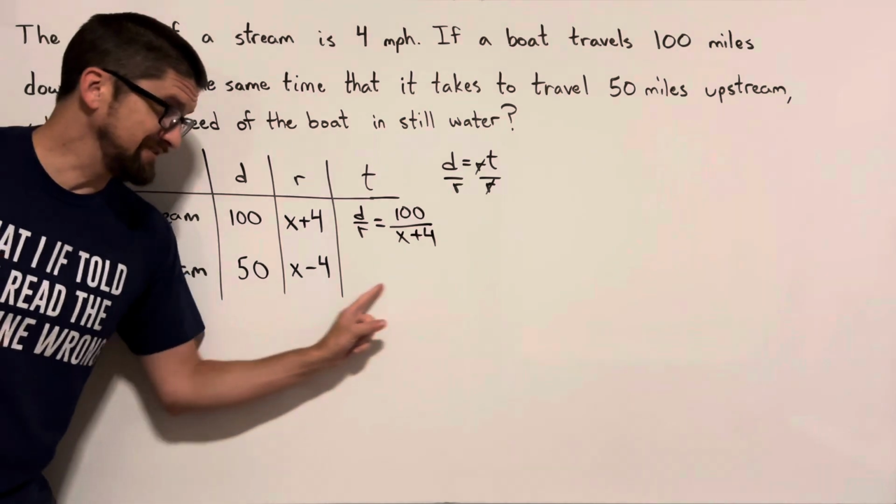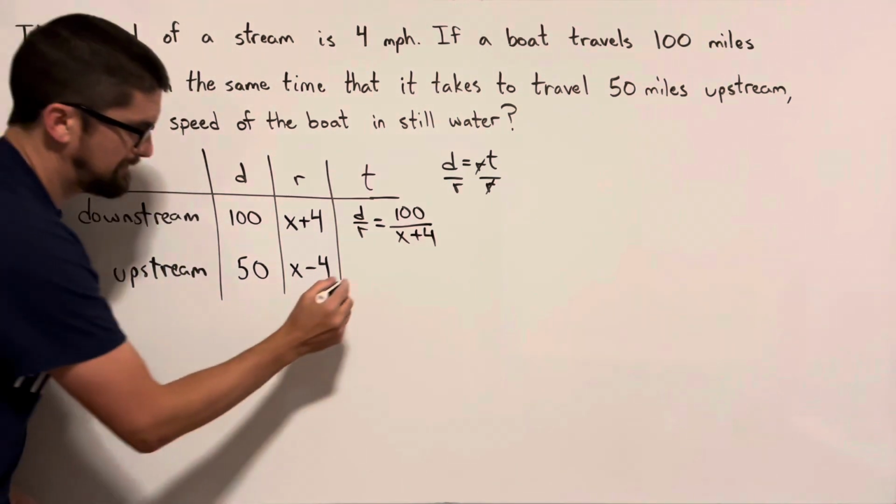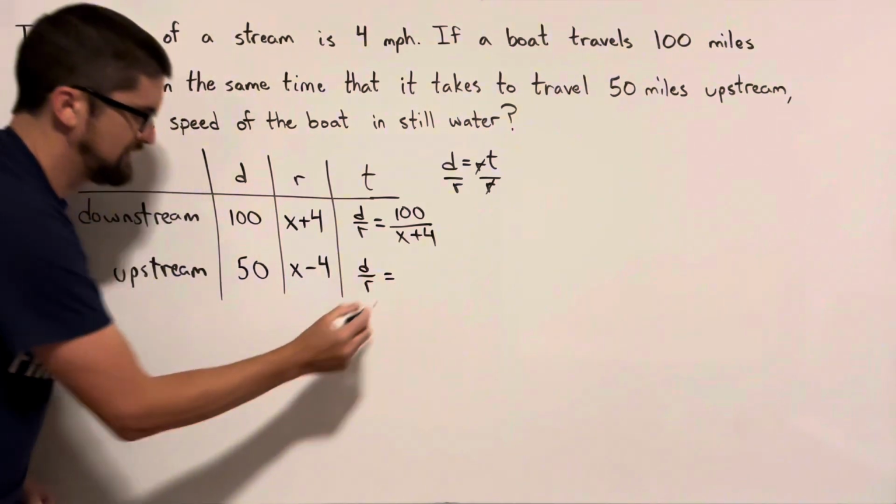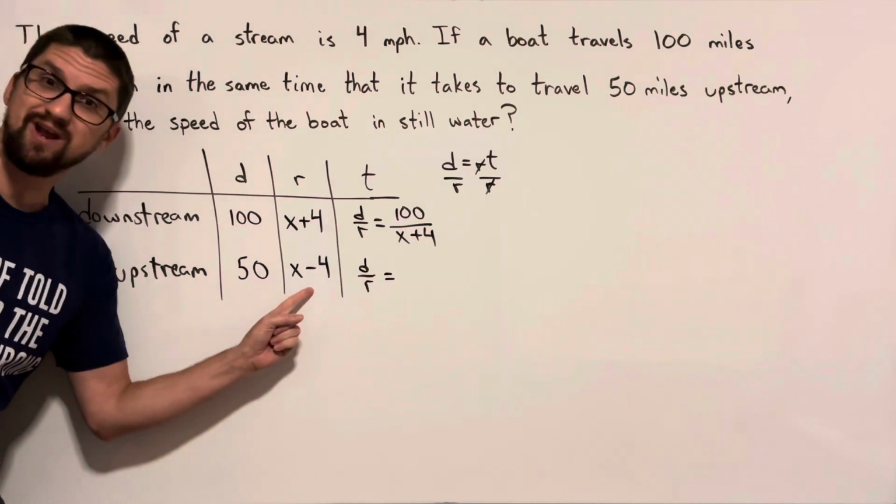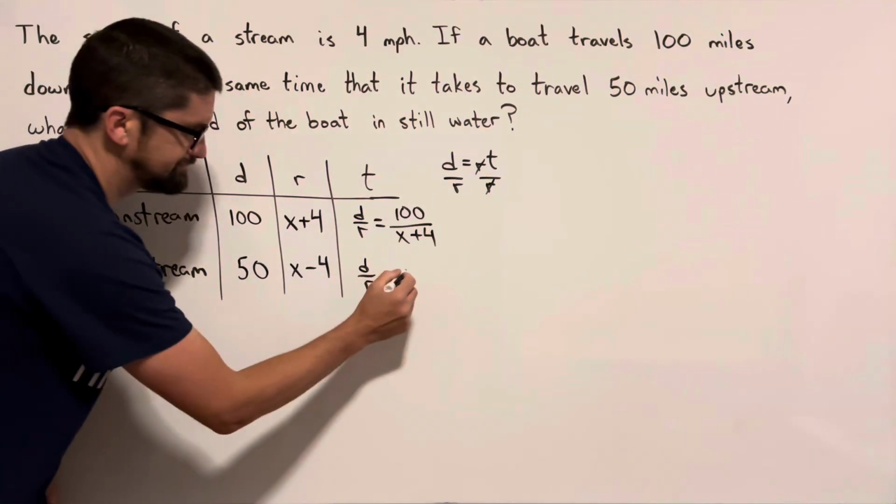I'm going to do the same thing for the time upstream. I'm going to use distance over rate. Its distance is 50 and the rate is X minus 4.